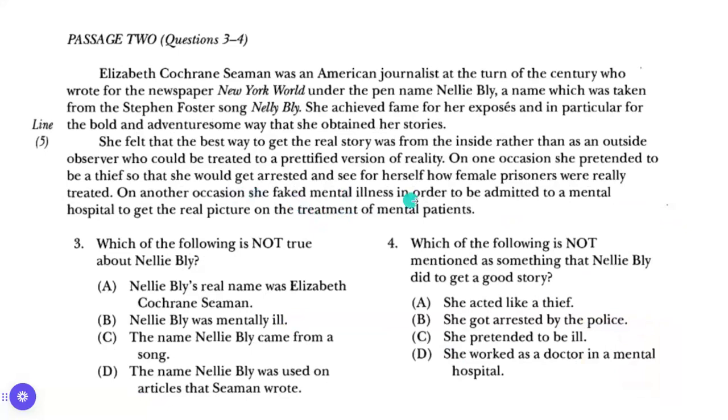It says here that she faked illness to be admitted in a mental hospital to get a picture of the treatment of the mental patients. But it doesn't say that she was there as a doctor. It just says that she pretended.